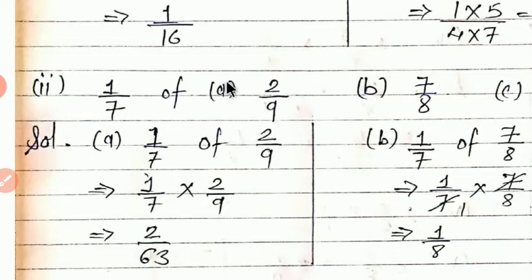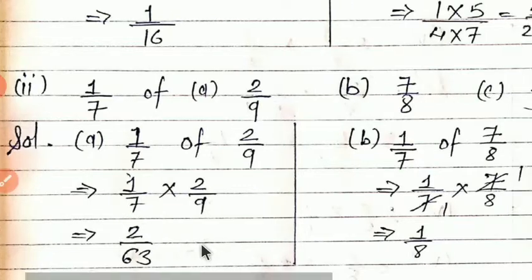So first we'll find 1/7 of 2/9. So 1/7 into 2/9. Here you can see that no number is divisible, so directly we have to multiply. So 1 into 2 is 2, and 7 nines are 63.